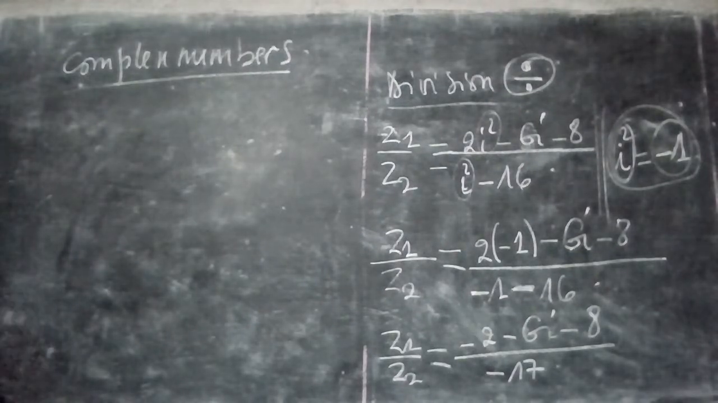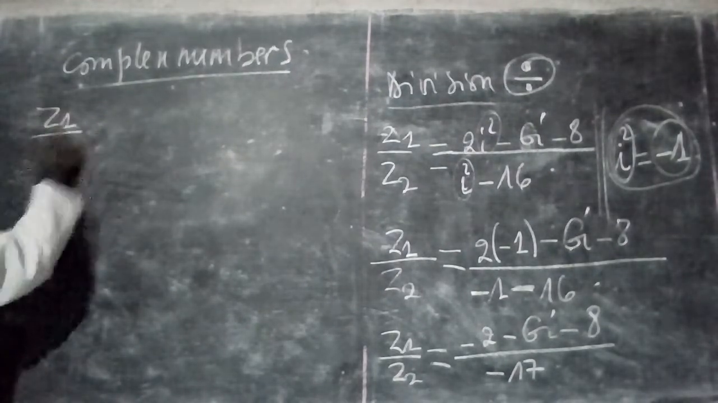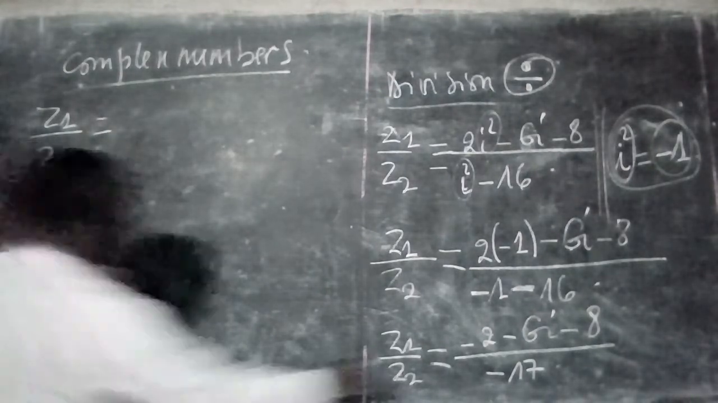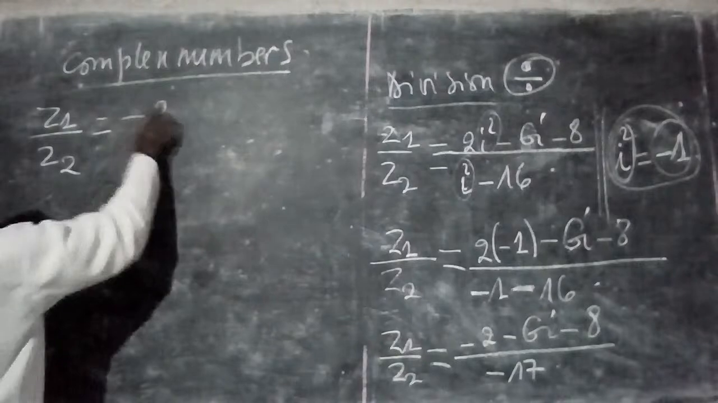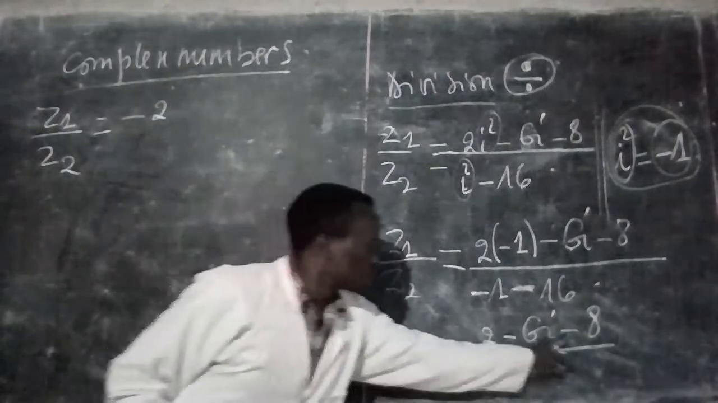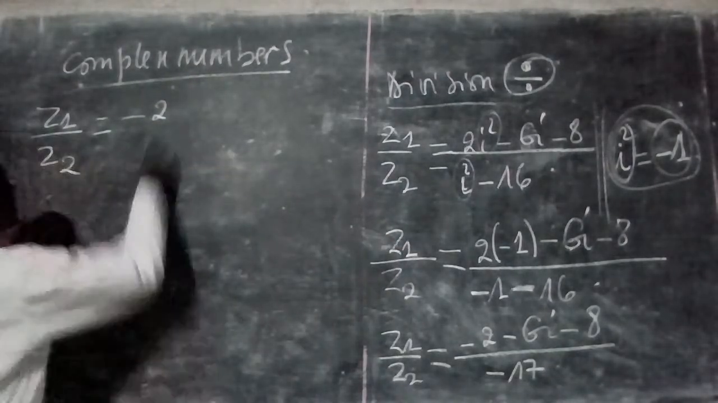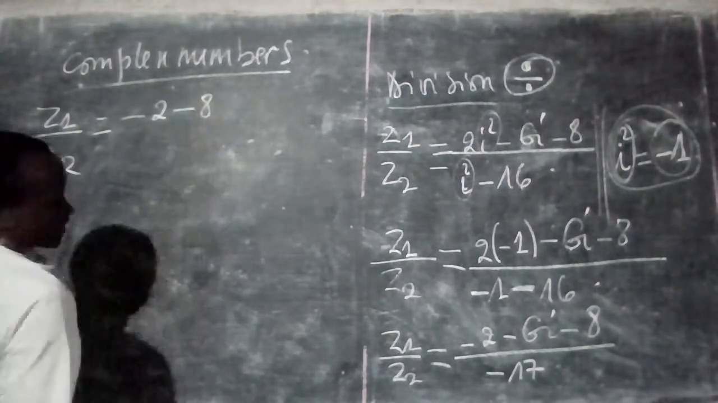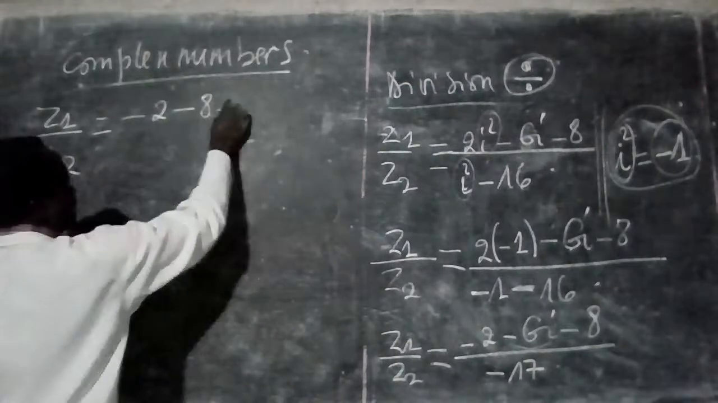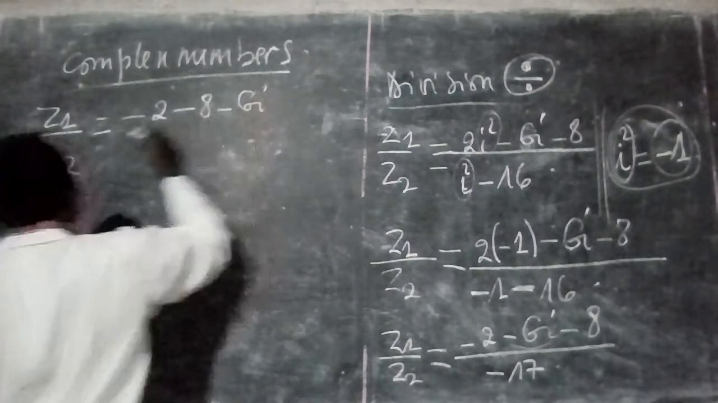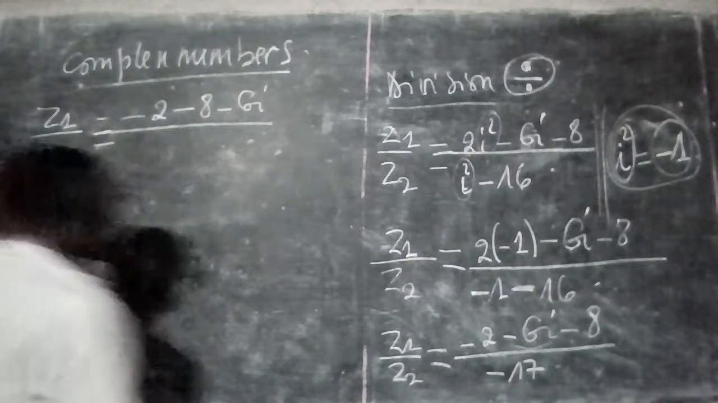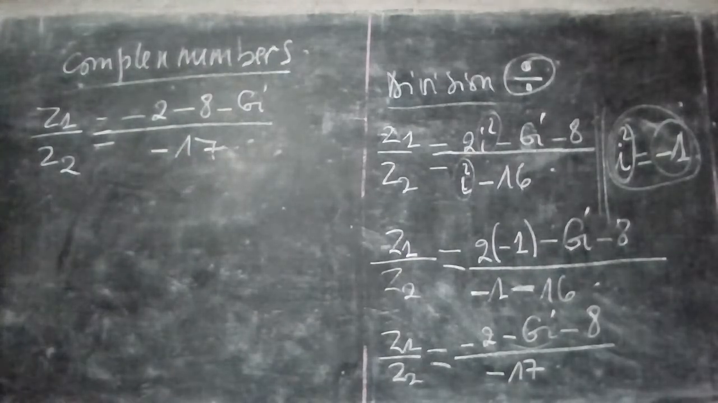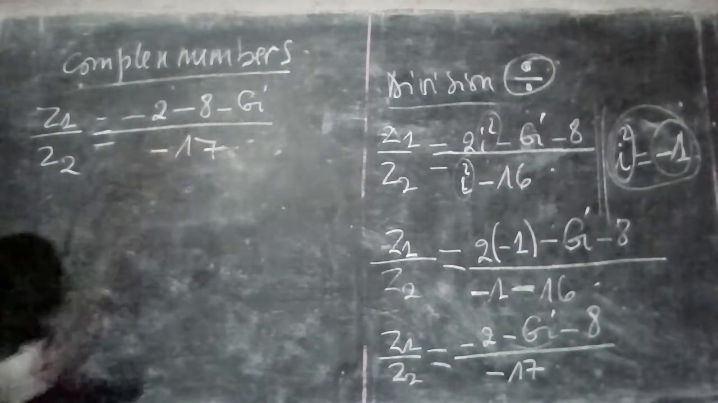Finally, what you have here, it is Z1 over Z2, which is equal, here we have minus 2, here we have this minus 8. You see? We are going to collect similar numbers together. Minus 8, and the remaining is minus 6I over, this is minus 17. Yes? Now let's collect those 2 similar numbers together.